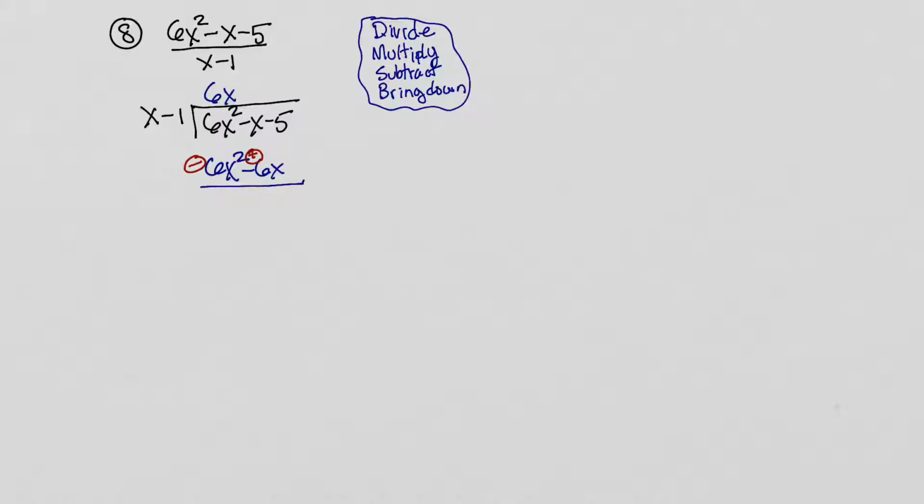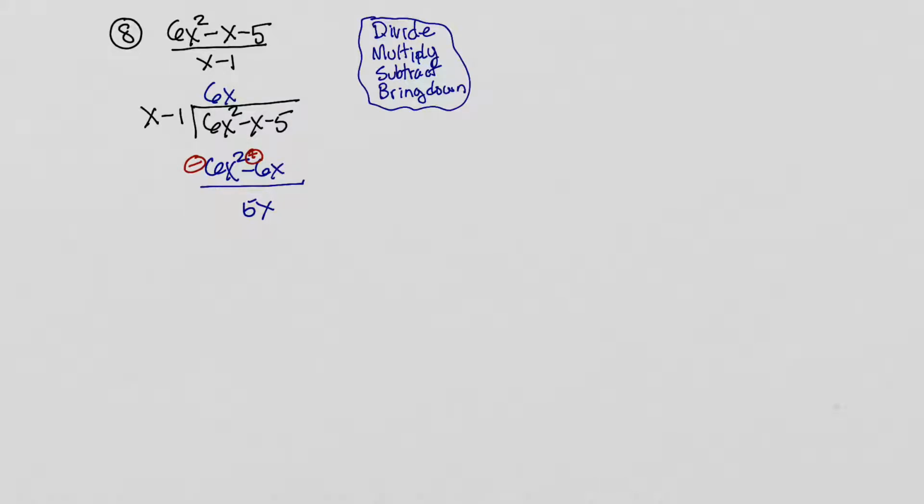And now continue the subtraction by combining like terms. So we will have 6x squared minus 6x squared, no more x squareds. And then we'll have minus x plus 6x is a 5x. So there's the subtract. Let's be sure we've got that.